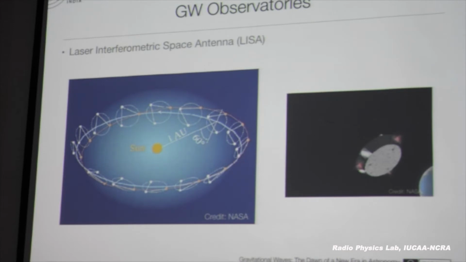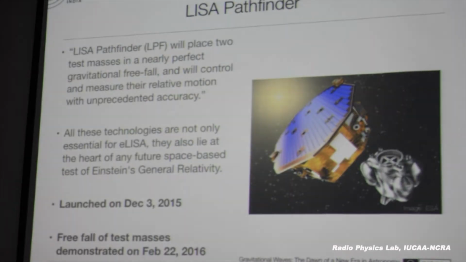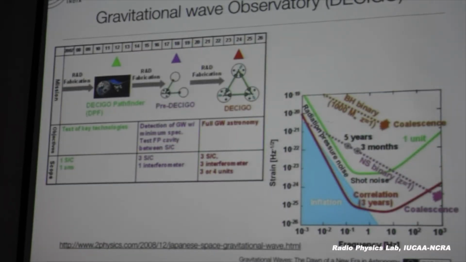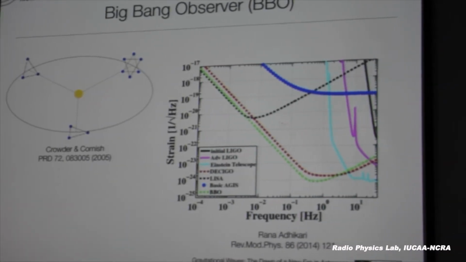On the Earth there is seismic noise which you cannot isolate, but in space no one can hear you scream. So that reduces all this low frequency noise, and then you can have a big arm length interferometer and things like that. I'm just showing you some glimpse. And then the Pathfinder mission, which is a precursor to this mission, had enormous success. So hopefully the space mission called LISA will also fly. And there are many other observatories being proposed to see the earliest moment of the universe.